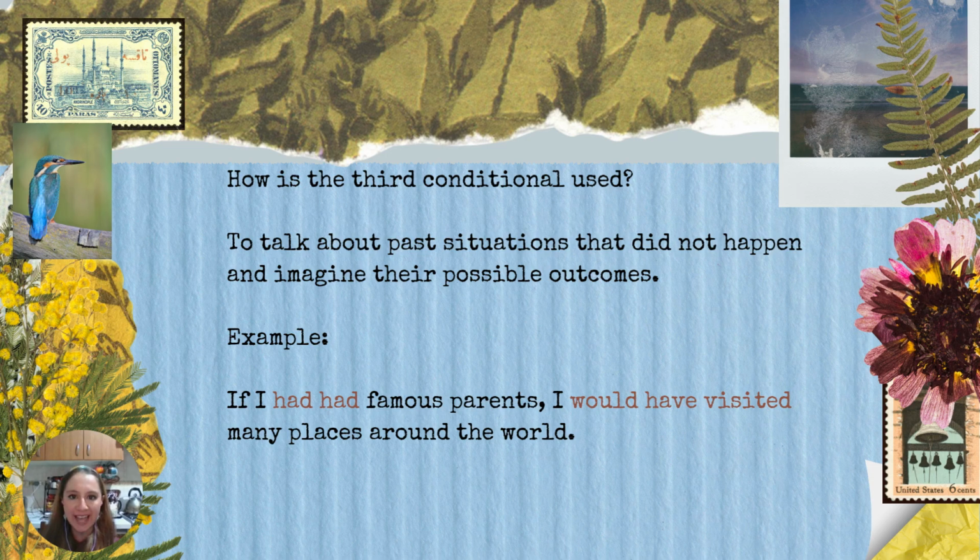In previous slides, we said that we use the third conditional to talk about situations that never happened. So let's read one more example of this case. If I had had famous parents, I would have visited many places around the world.